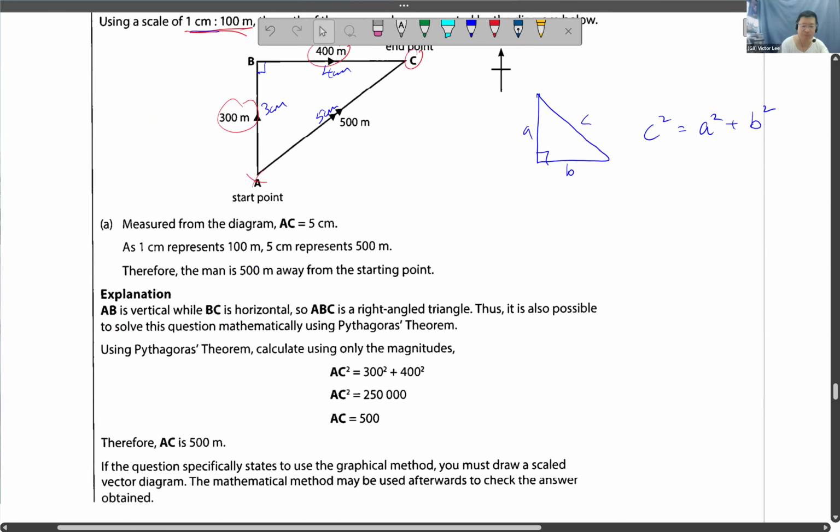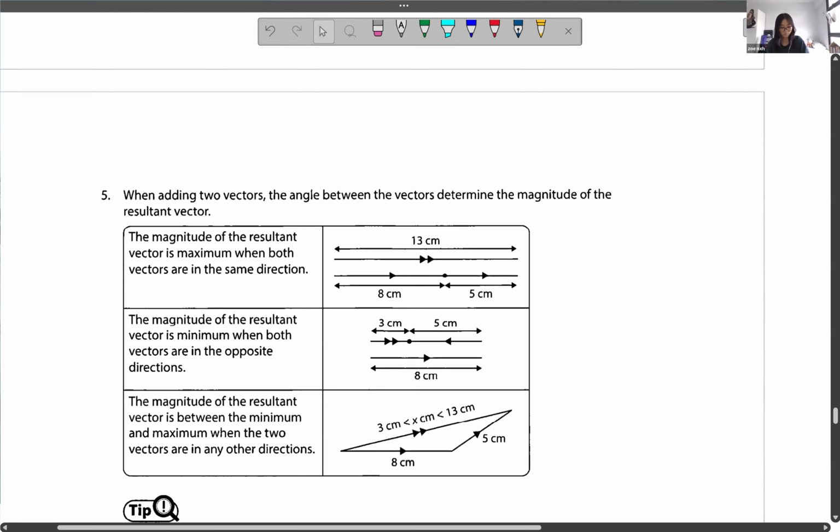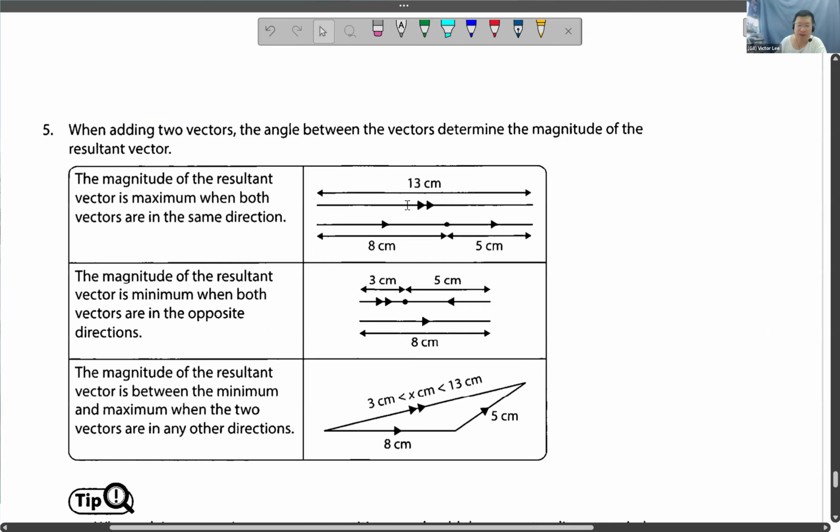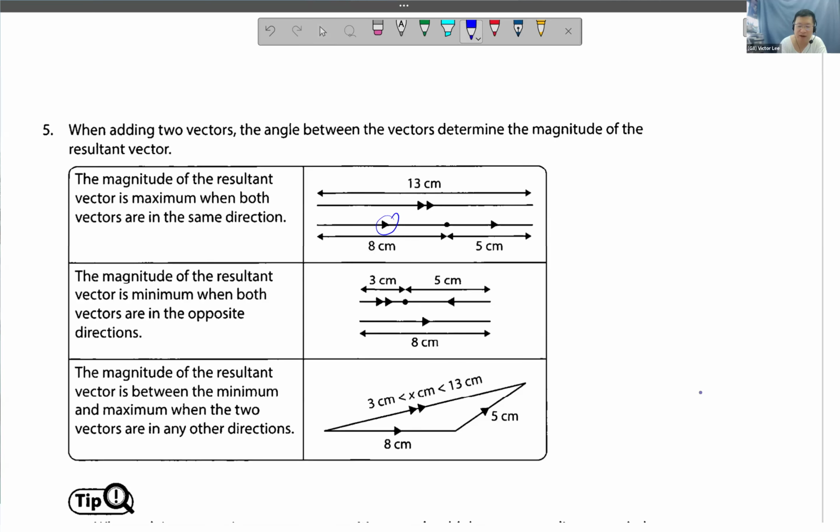Okay, let's move on. Sometimes they may ask this question, so you have to learn properly. For example, down here. When you add two vectors together, for example, you have 8 cm towards the right and 5 cm towards the right, the total is actually 13 cm towards the right. Overall it becomes this one. See that?